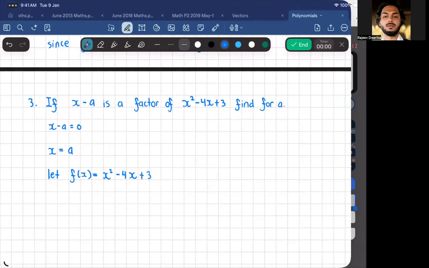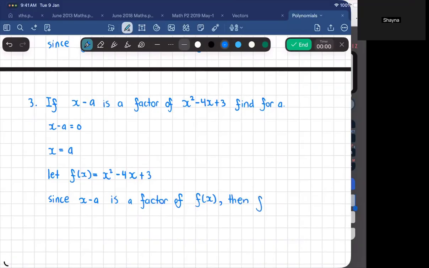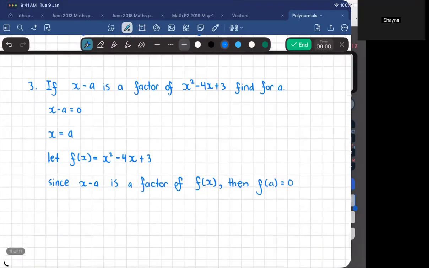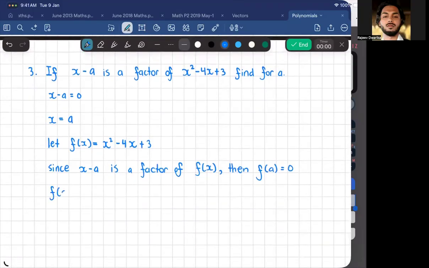Nice. And now, Shayna, if this is the case, look at what we are allowed to do. Since x minus a is a factor of f of x, then f of a should be equal to what? 0. Right. So my next line, I'm going to write f of a, and f of a would be equal to, you tell me.